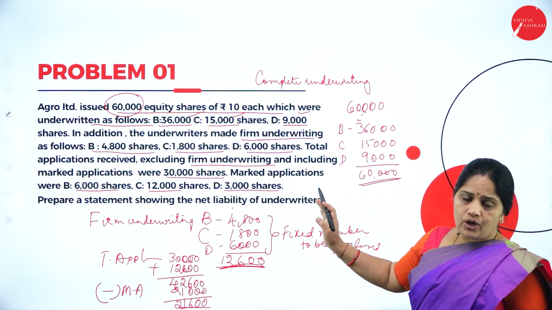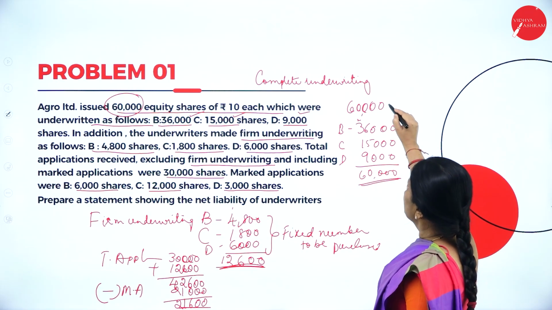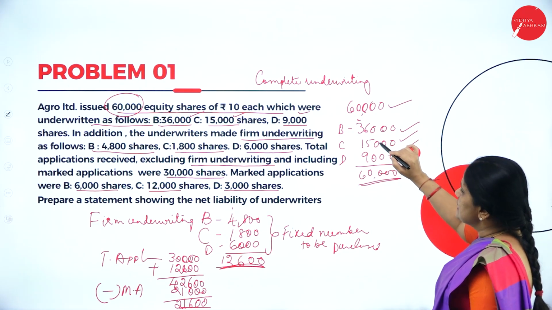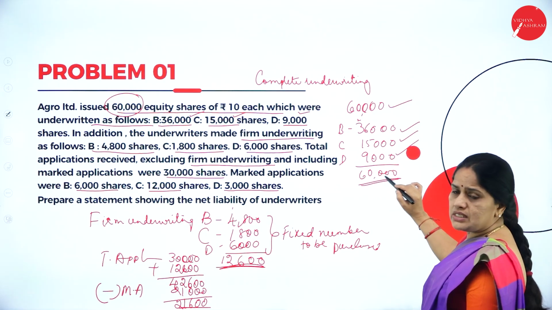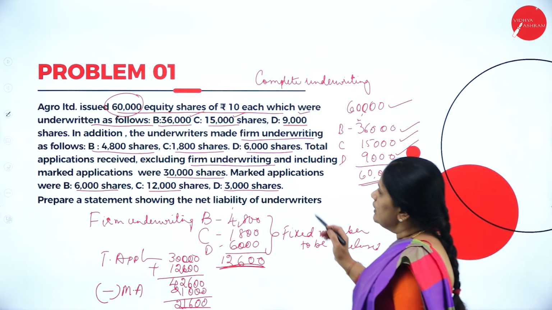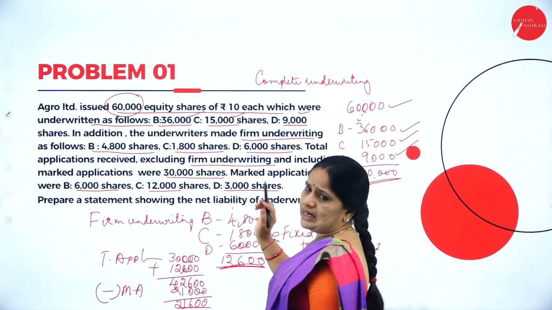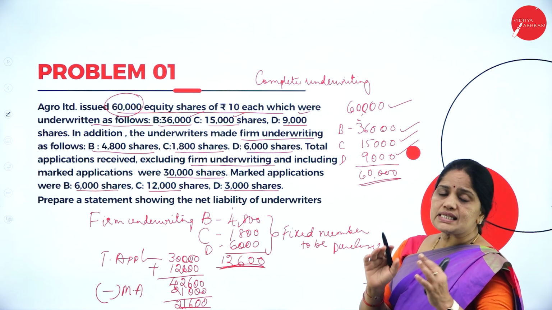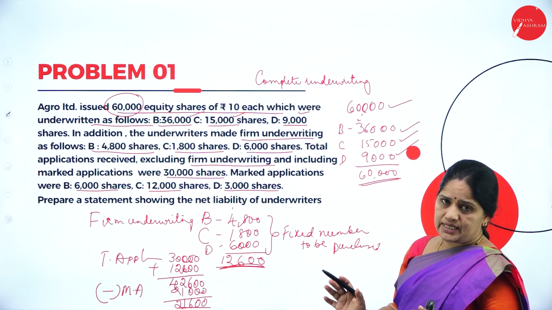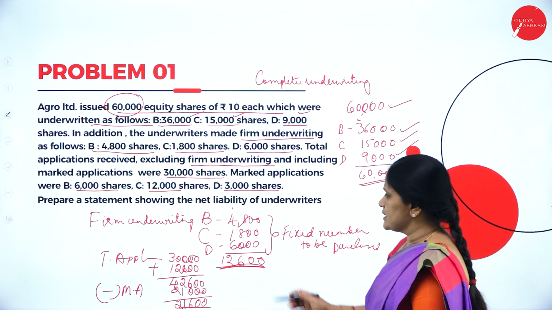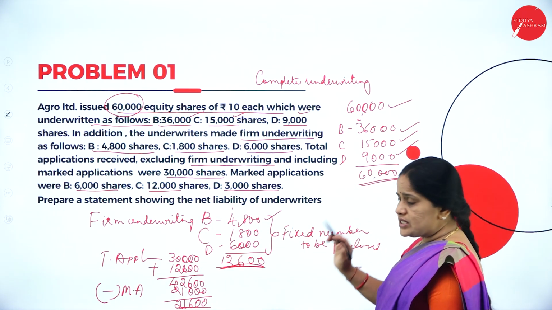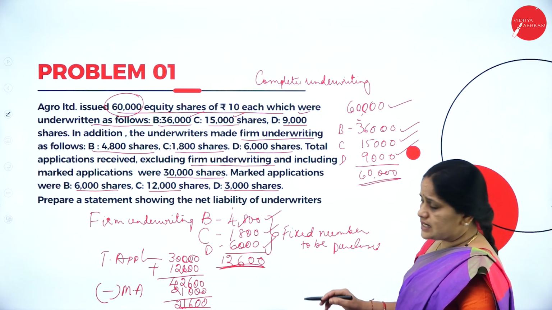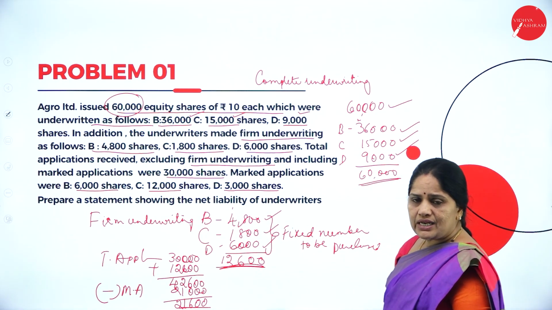So, I repeat here. This is a problem on complete underwriting and the number of shares issued is 60,000. The liability of each of the underwriters B, C, D is 36,000, 15,000, 9,000. So, the total comes up to 60,000. Now, they have also told us that there is firm underwriting. Firm underwriting is nothing but the underwriter agreeing to take up a fixed number of shares. He is ready to purchase so many shares. B is ready to purchase 4,800 shares, C is ready to purchase 1,800 shares, D is ready to purchase 6,000 shares. So, the total comes up to 12,600.